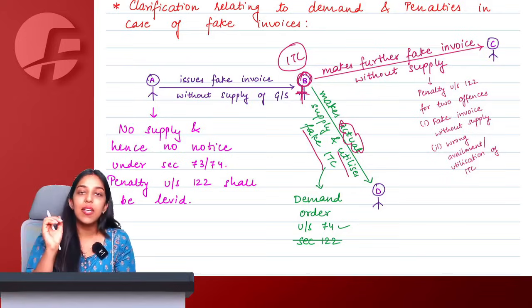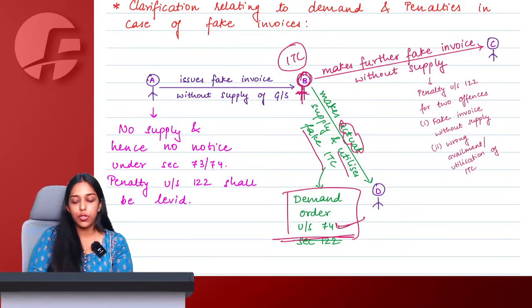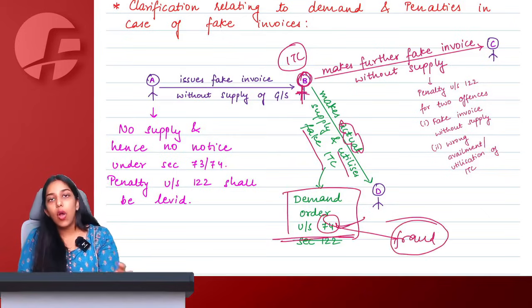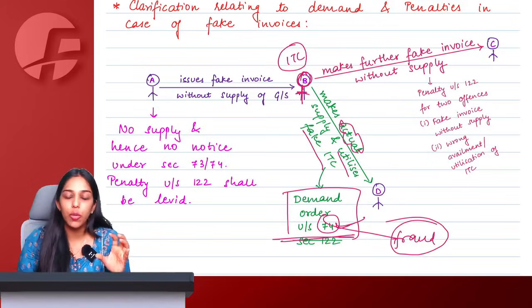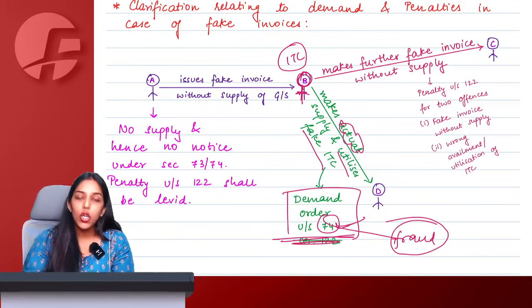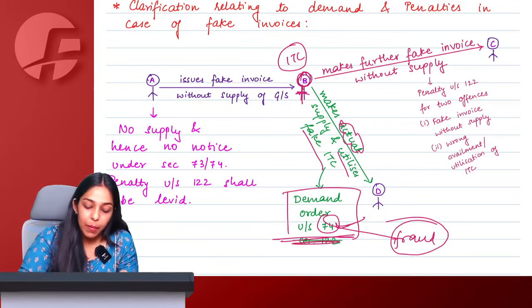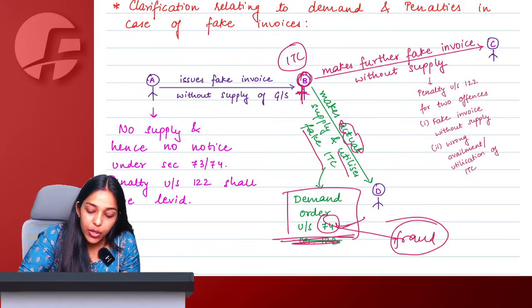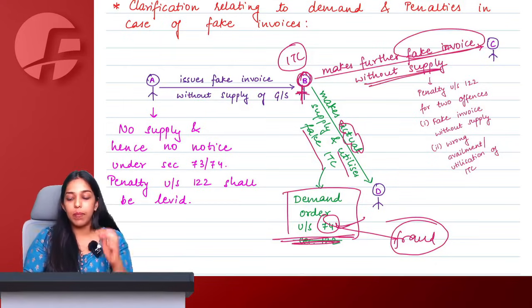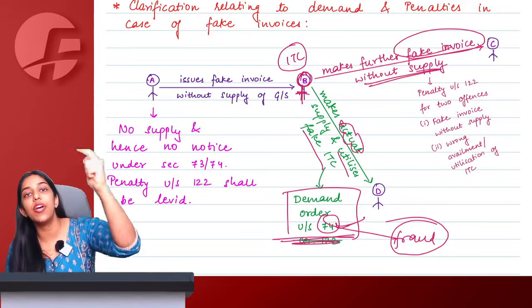Now because supply has taken place, I will say a demand order under section 74 will be issued. 74 only. Why? Because here though it is a clear case of fraud, whenever section 73-74 comes into picture, no 122 can be levied for the same offence. So 122 will not be levied. Alright ma'am. Now we are saying, let us say Mr. B further issued a fake invoice without actually supplying.